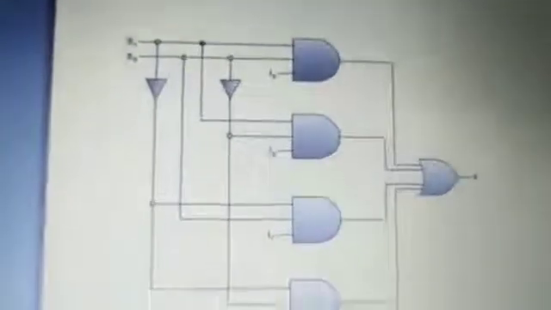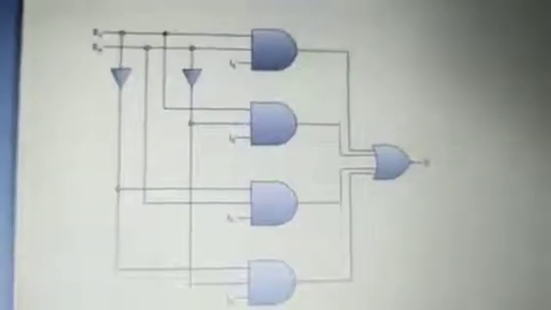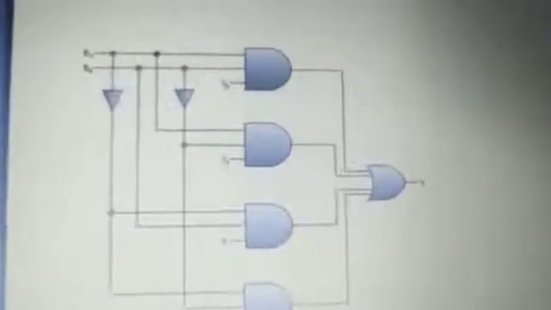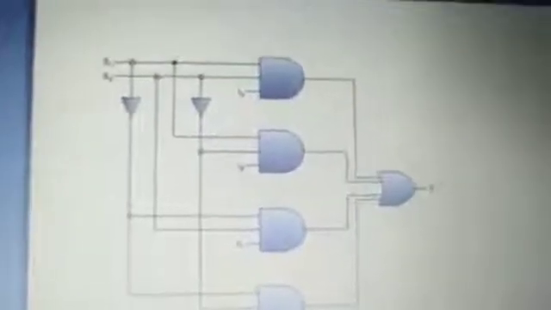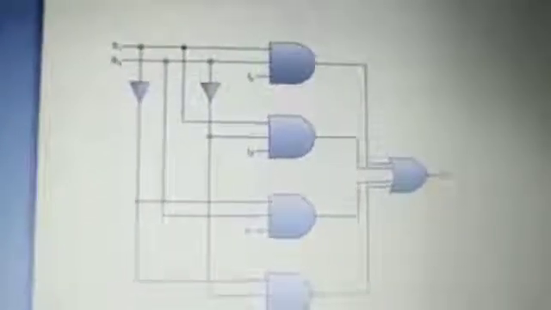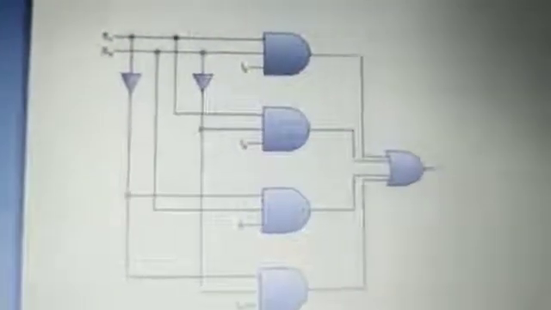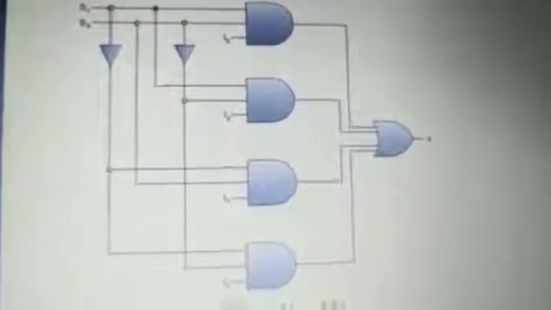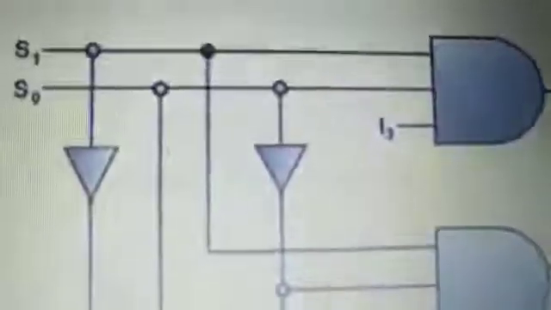To implement this circuit diagram, what gates are required? We require two NOT gates. Why two NOT gates? Because in some cases the select line's S bar is taken as an input, and in some cases only S. So S0 or S0 bar, S1 or S1 bar. To represent S1 bar and S0 bar, we require these two NOT gates.